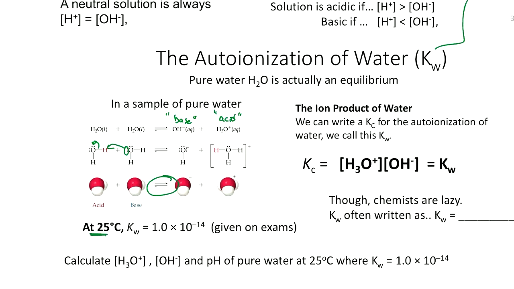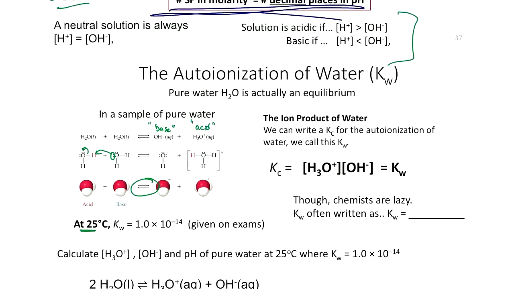We learned that K, the value of the equilibrium constant, changes based upon temperature. So this Kw value is only 1 times 10 to the negative 14 at 25 degrees Celsius. At all other temperatures, it's a different number. So I know what Kw is, the equilibrium constant for this reaction, so it might be useful for us to write out the equilibrium expression.